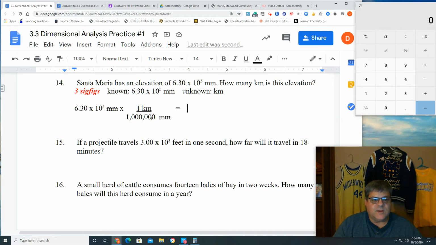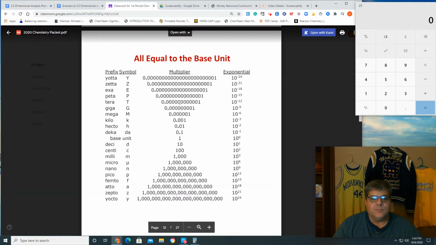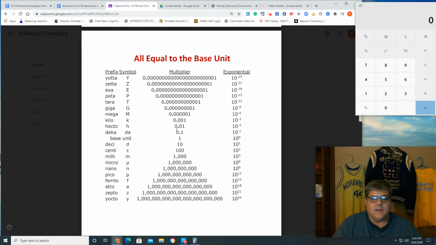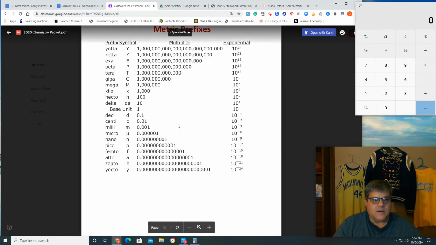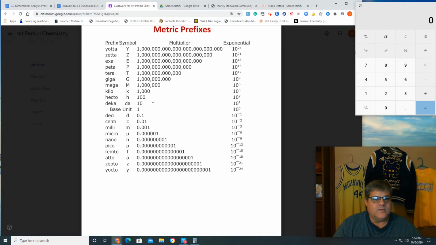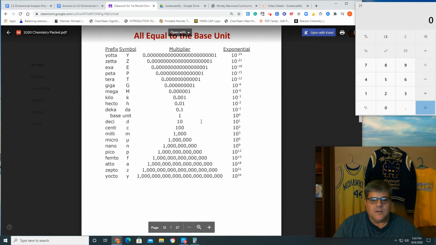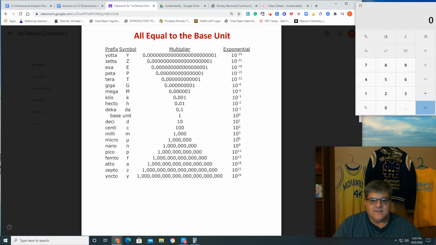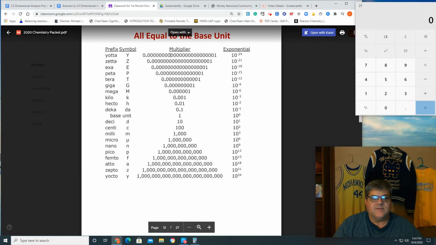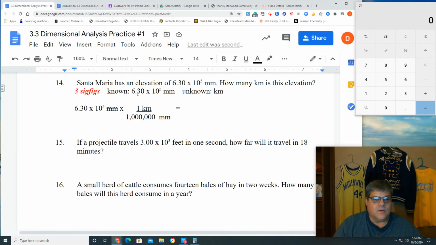Now, another way for this right here: instead of putting that in there, I could put in what the difference is. I could put these exponents over here, and in this case, 10 to the 6th. I could put in 1 times 10 to the 6th, that's what it equals. So 1 times 10 to the 6th millimeters would be 1 kilometer. But what we're going to do is put this in scientific notation.